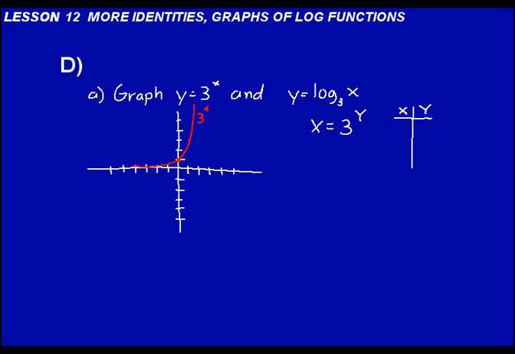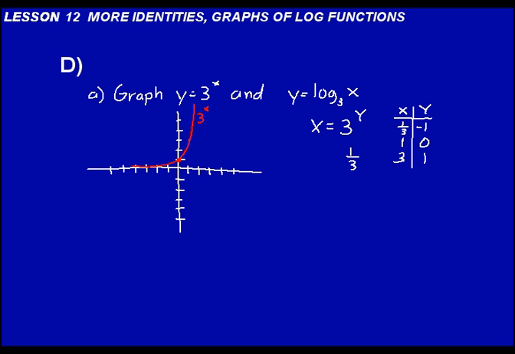Let's just pick three easy ones: -1, 0, and 1. And think about what happens here. When y is -1, we'd have 3 to the -1, which is the same thing as 1 over 3. So that's what x would equal, 1/3. When y is 0, we'd have 3 to the 0. Anything raised to the power of 0 is just equal to 1, so x would be 1 in that case. And then when y is 1, x is 3. So now we can go ahead and graph that.